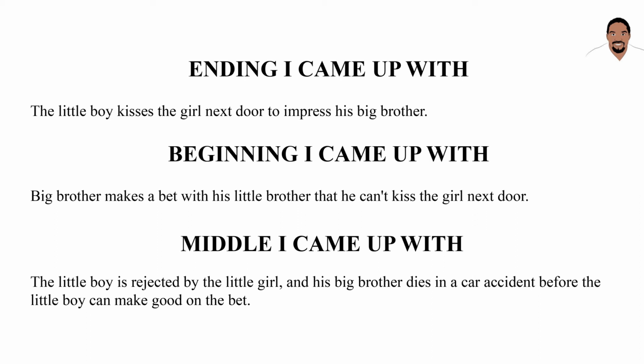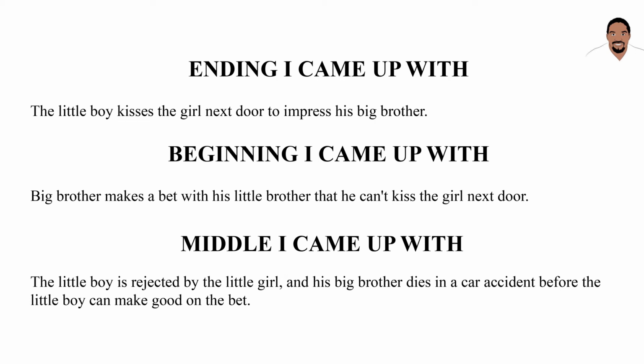All right. For the beginning, we have a big brother makes a bet with the little brother that he can't kiss the girl next door. For the middle, we have the boy is rejected by the little girl. Meanwhile, the big brother dies in a car accident before the little boy can make good on the bet. And for the end, we have the little boy kisses the girl next door to impress his big brother.